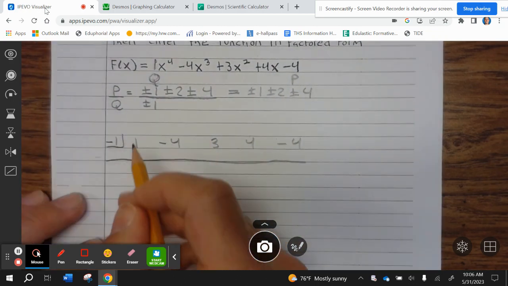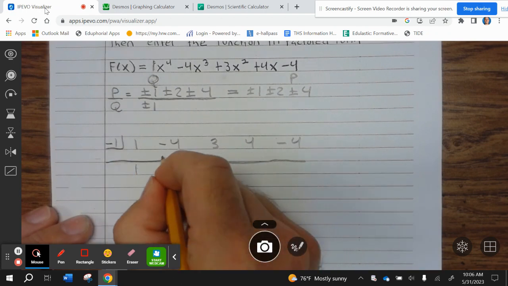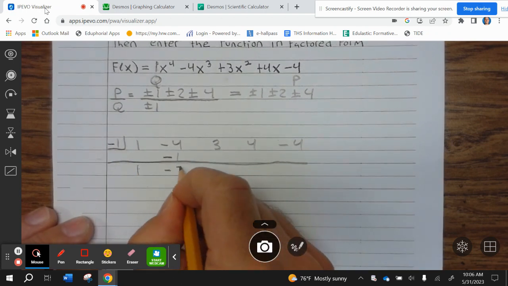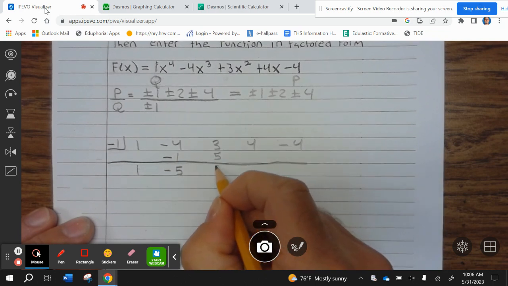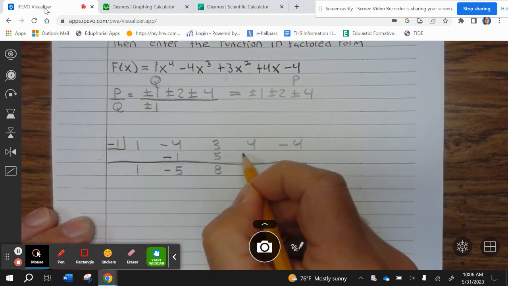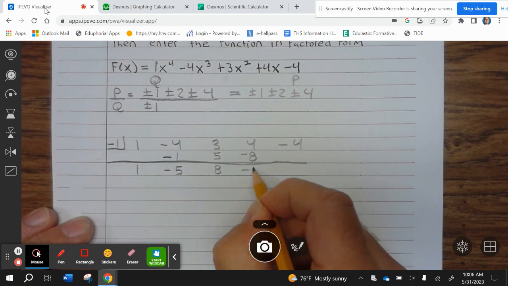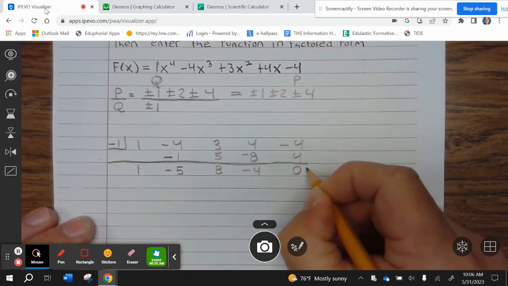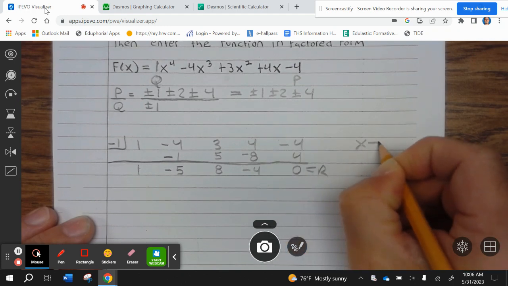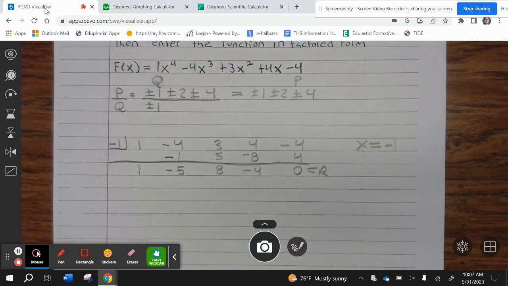Now bring down the 1. Negative 1 times 1 is negative 1. Negative 4 minus 1 is negative 5. Negative 1 times negative 5 is a positive 5. 3 and 5 is 8. Negative 1 times 8 is negative 8. 4 minus 8 is negative 4. Negative 1 times negative 4 is positive 4, remainder 0. So that verifies x equals negative 1 is one of our zeros.